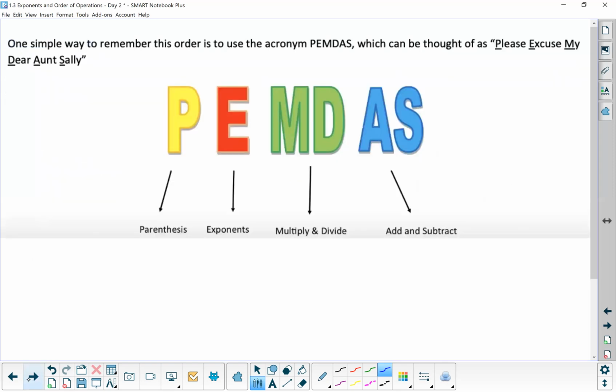Order of operations, a simple way to remember that order is using the acronym PEMDAS, which could be thought of as the saying, please excuse my dear Aunt Sally, which means we do parentheses first, then exponents, then multiplication and division from left to right. And addition and subtraction, again, from left to right.